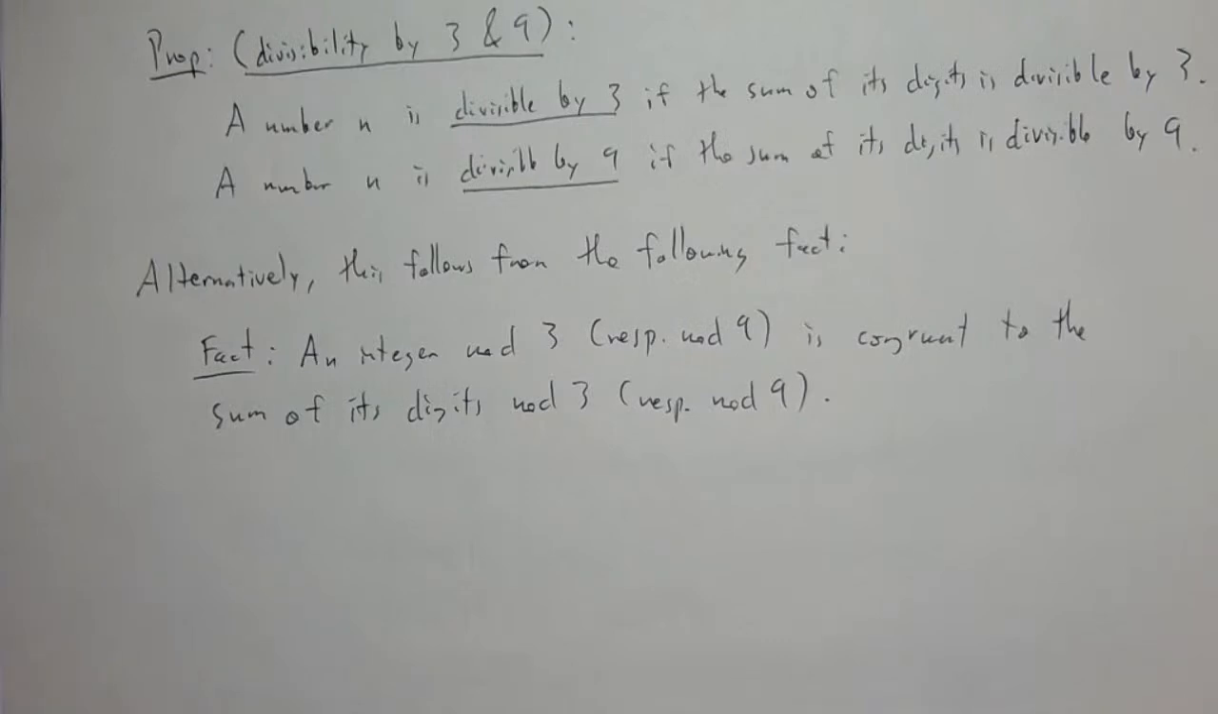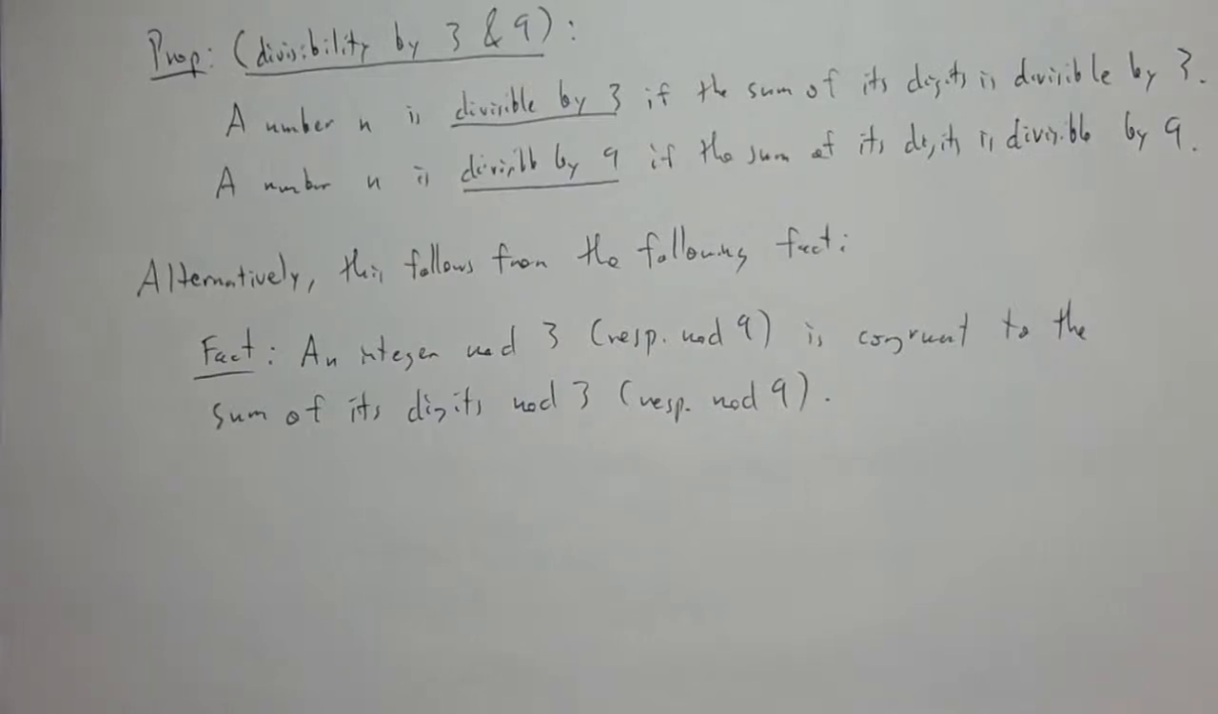So why does this first thing that I wrote follow from this fact? Well, according to this fact, let's just use mod 3 as an example. An integer mod 3 is congruent to the sum of its digits mod 3. So if the sum of its digits is 0 mod 3, then the integer is 0 mod 3. Being 0 mod 3 means you're divisible by 3. So both the number and the sum of its digits are divisible by 3.